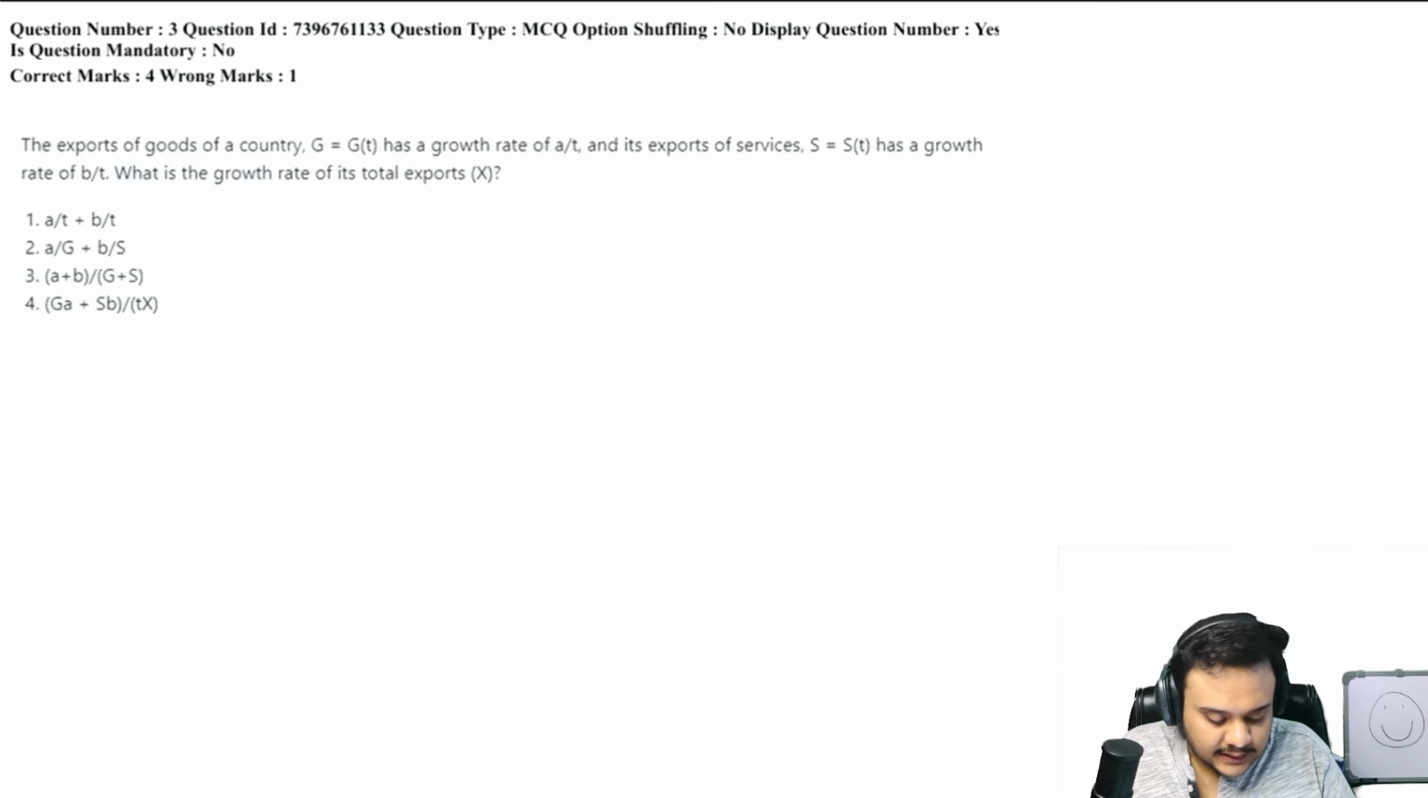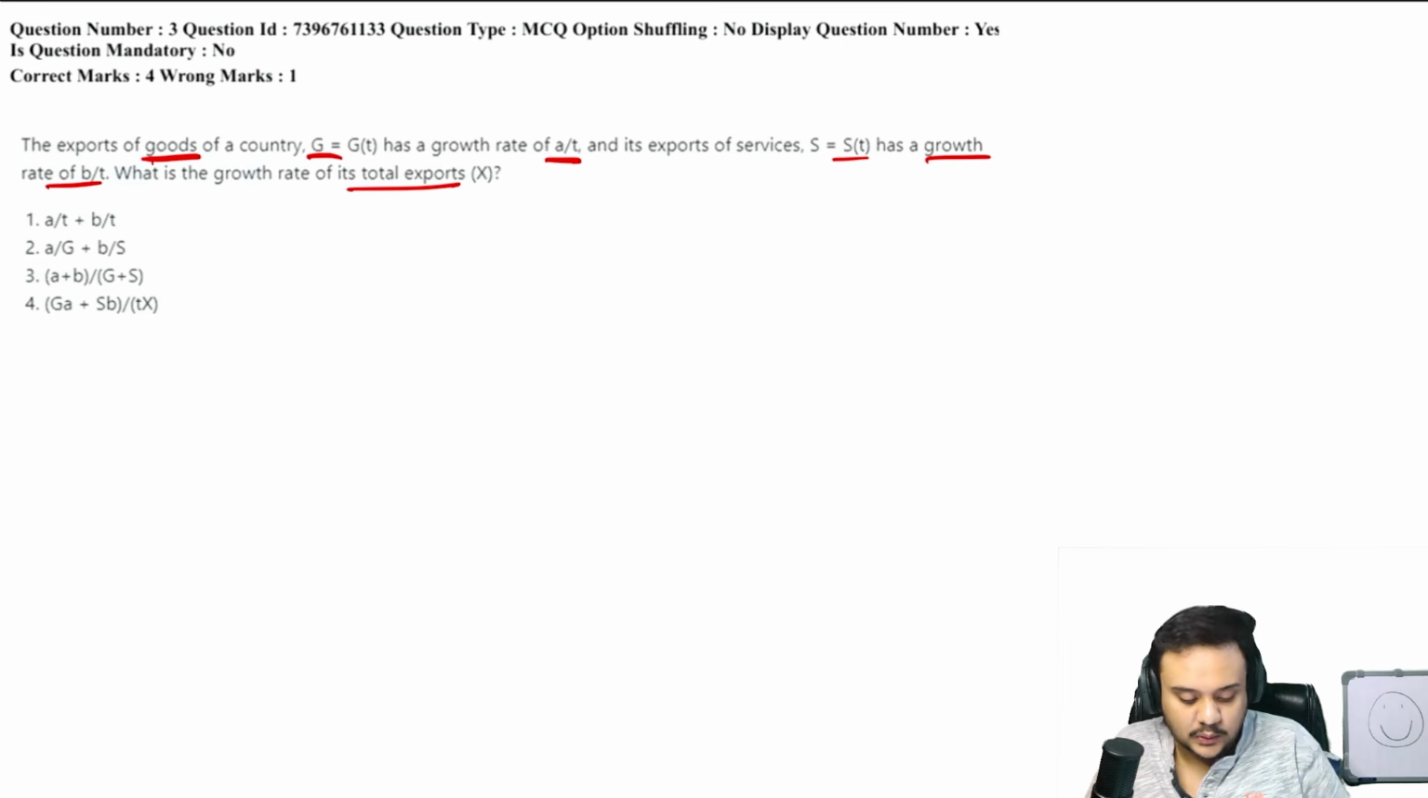It says that the exports of goods of a country, let me highlight that, is given as G(t), and it has a growth rate of a. Its exports of services is given as S(t), and it has a growth rate of b. What is the growth rate of total exports? I know that a lot of students found this question very difficult because they could not understand how to approach it. But in these types of questions, if you get confused, do not panic and just try to use logic.